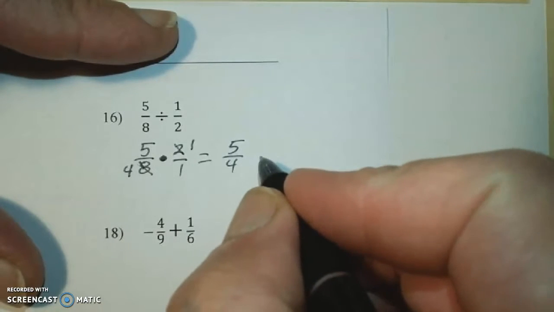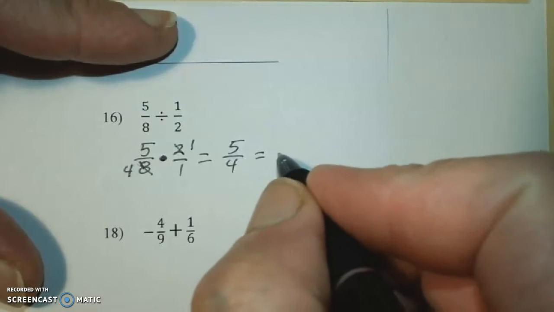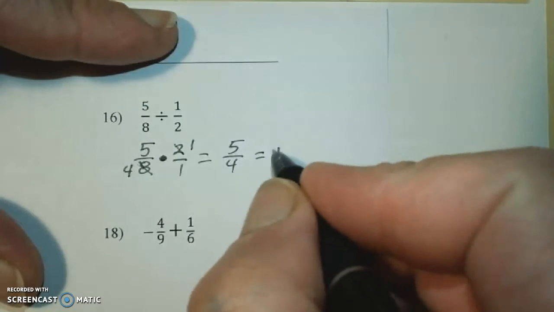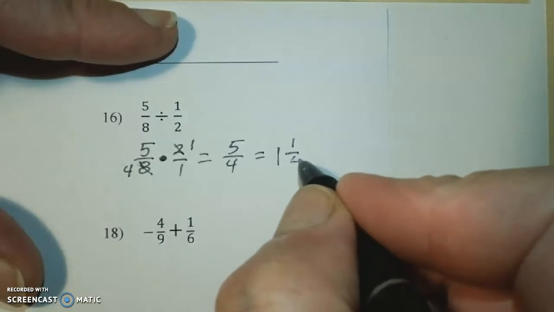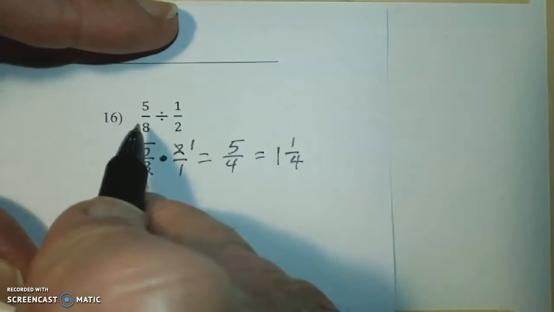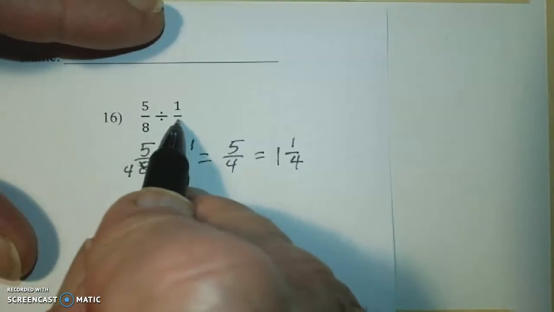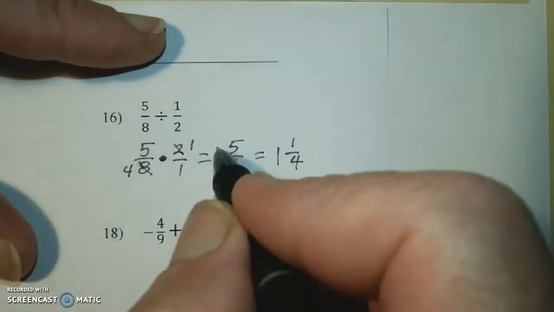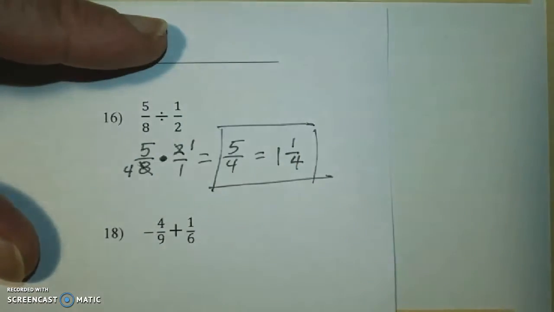You could change that back into a mixed number. You would say that it is 1. 4 goes into 5 one whole time. You'd have one piece left over. 1 1/4. Look back at the problem. It was a positive divided by a positive. Our answer should come out positive, so it makes sense that our answer is positive.